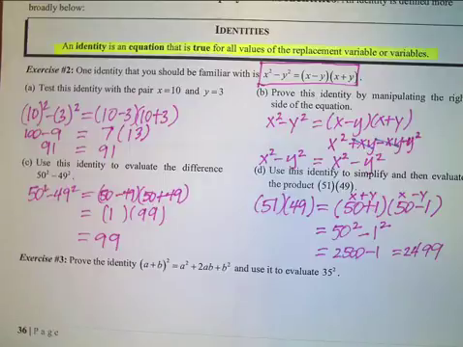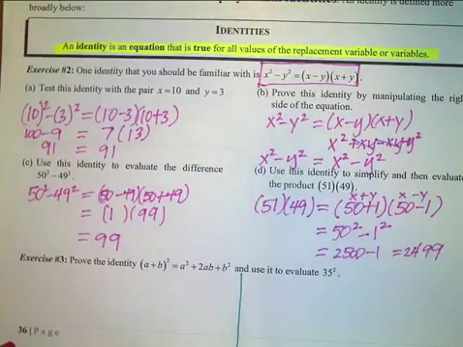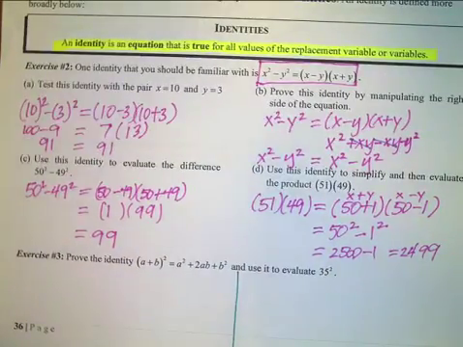If you're good, let's do exercise 3, which is another identity that we should know. So, prove the identity (a plus b) squared equals a squared plus 2ab plus b squared, and then use it to evaluate 35 squared. So we have two problems here. So they told us to prove this identity. So we have to do math.